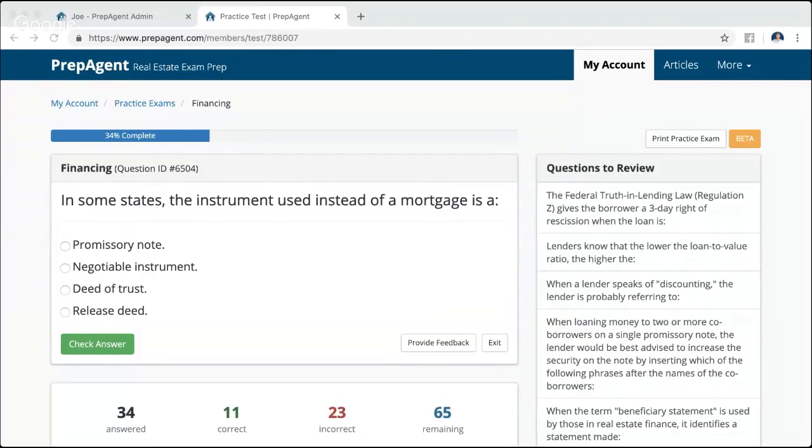So let's look at the first question on the board here. In some states, the instrument used instead of a mortgage is A, promissory note, B, negotiable instrument, C, deed of trust, or D, release deed.